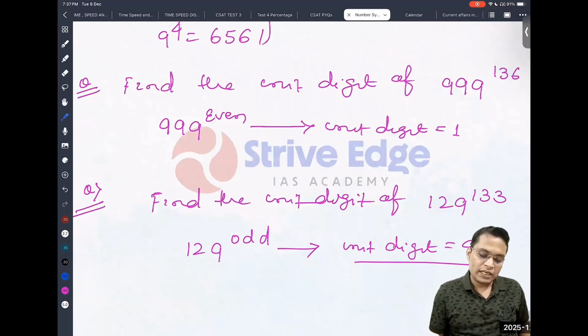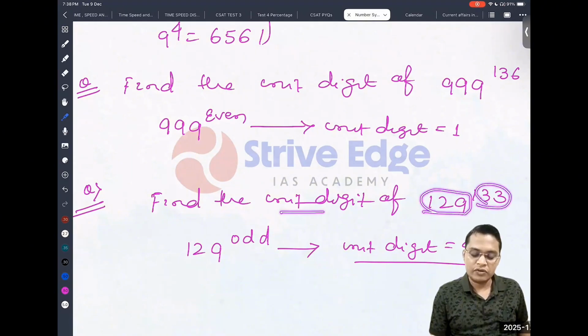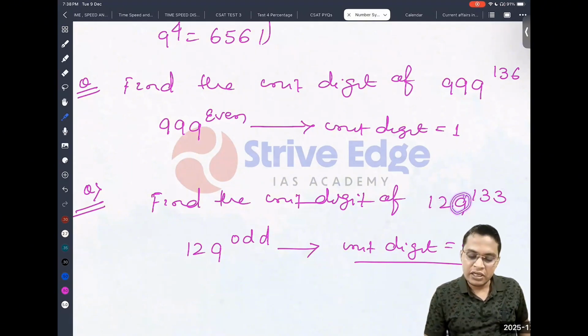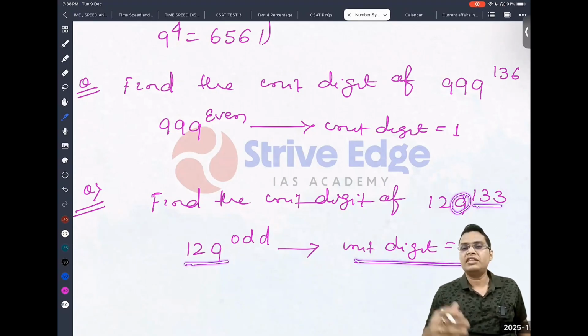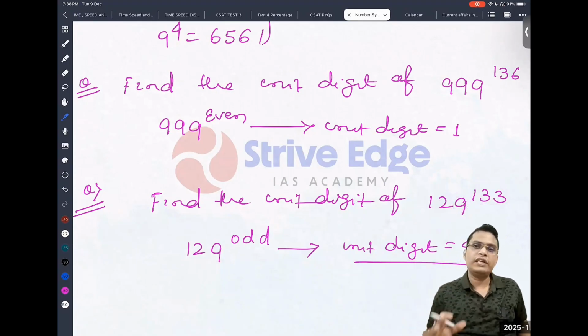Okay, so next is find the unit digit of 129 to the power 133. So we are not concerned about this number, we are only concerned about the last unit digit. So 9 to the power, it is odd, so 9 to the power odd, so you'll get unit digit as 9. Hope it is clear to everyone.